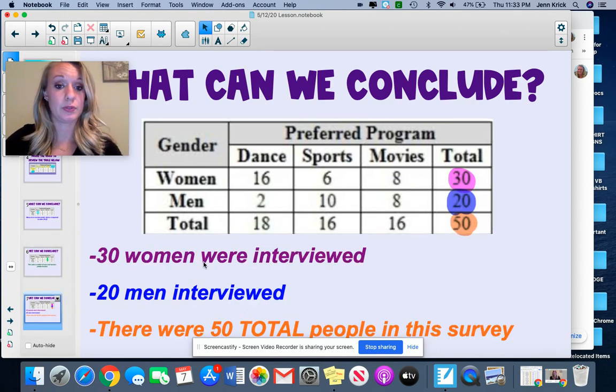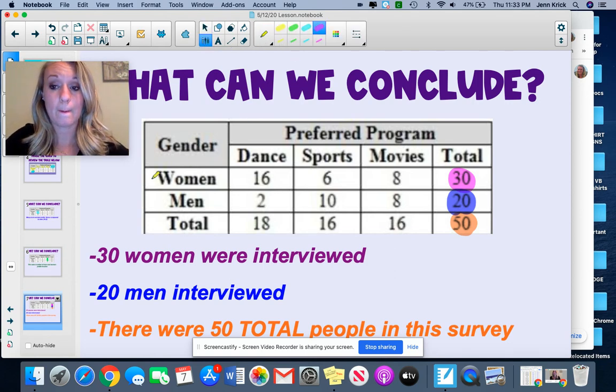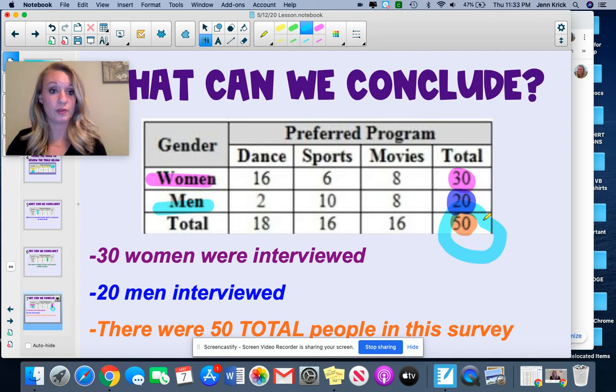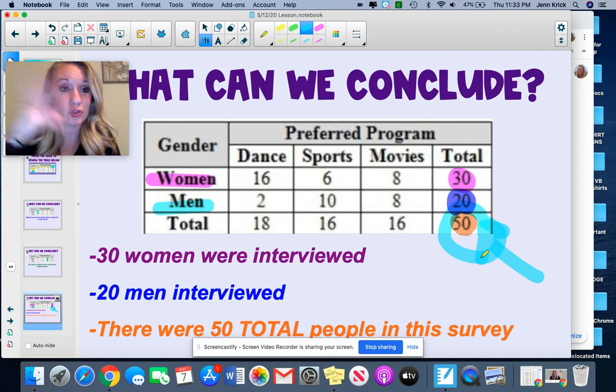Now look at the totals. You can tell me that there are 30 women who were interviewed, because if you look at women and you come down here to the total, there are 30 women who were interviewed. There were 20 men who were interviewed, and then there were 50 total. Okay, 50 total people in this survey. You always know that this bottom right here, that's your grand total of how many total people were interviewed.